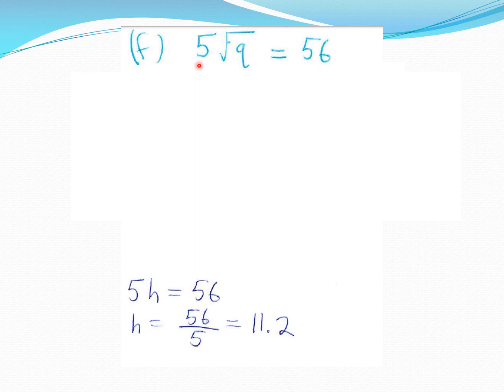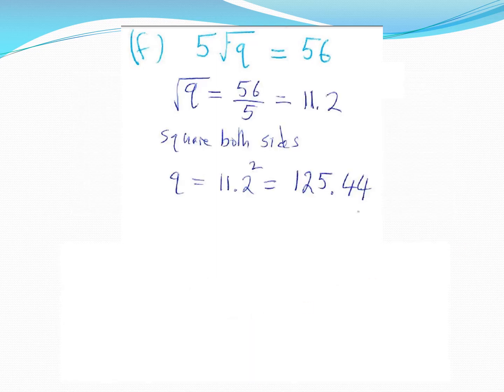Part F, 5 times the square root of Q is equal to 56. Again, instead of taking the square root of Q, suppose we just called it H. How would you have solved 5H equals 56? H equals 56 divided by 5. H equals 11.2. So here, the square root of Q is equal to 56 divided by 5 equals 11.2. So to undo the square root, we square both sides. So Q equals 11.2 squared equals 125.44.